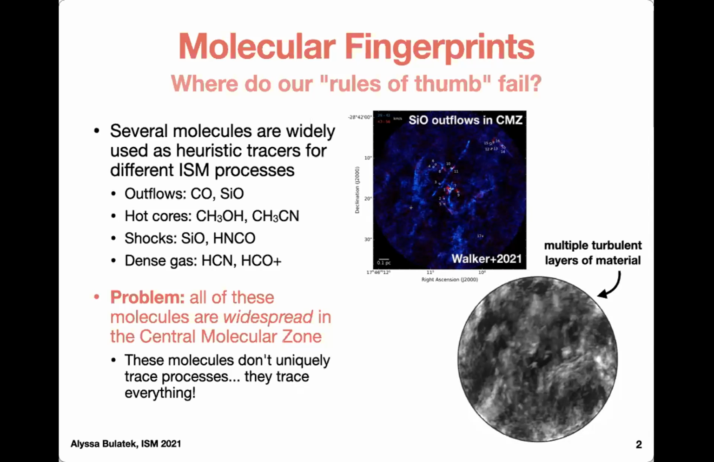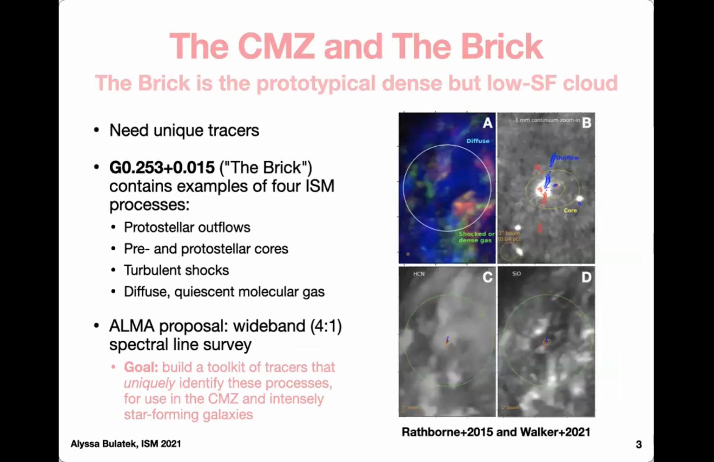As we can see in the circular figure at right, the structure of these molecules is really complicated. And it's kind of a unique environment where the emission from these molecules can be found far from the processes that they typically trace. So how do we trace outflows, cores, shocks, and diffuse gas in the CMZ if we can't use these traditional tracers? We need unique alternative tracers to be able to do this for this environment.